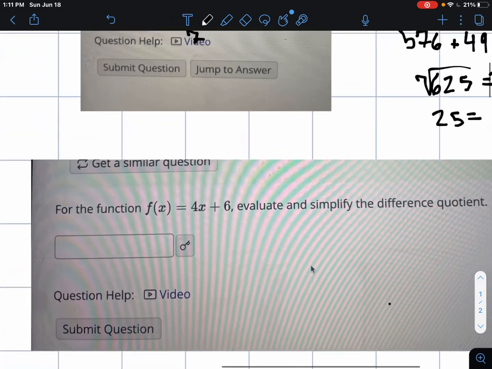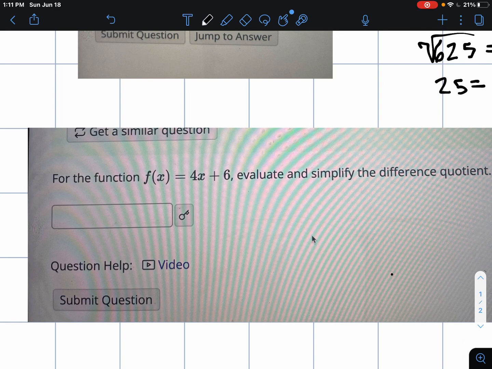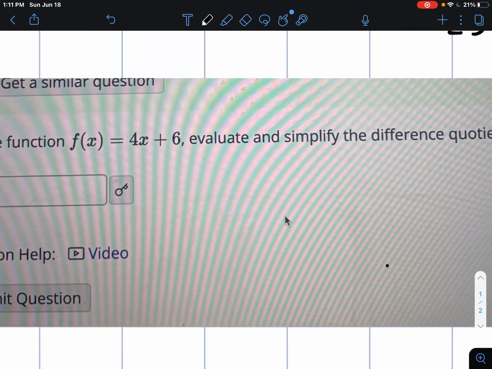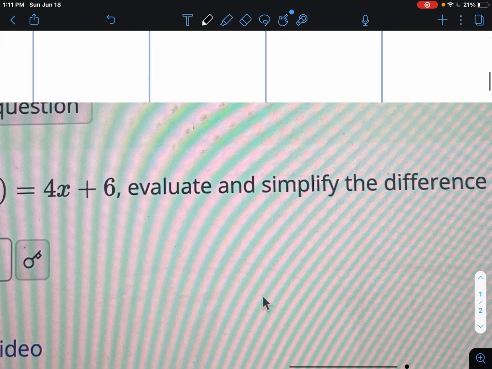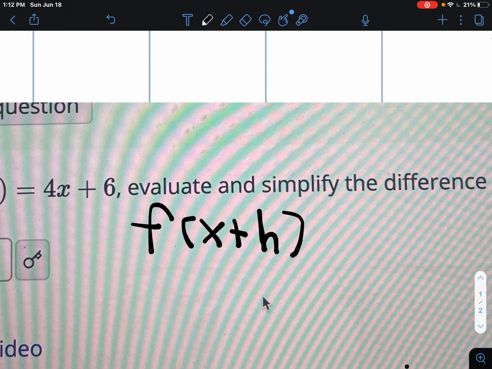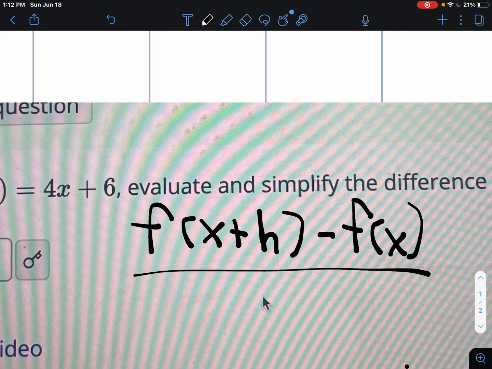Okay, on to the very last question. Evaluate and simplify the difference quotient of this function. The formula for this is going to be f of x plus h minus f of x all over h. So we already have f of x right here.